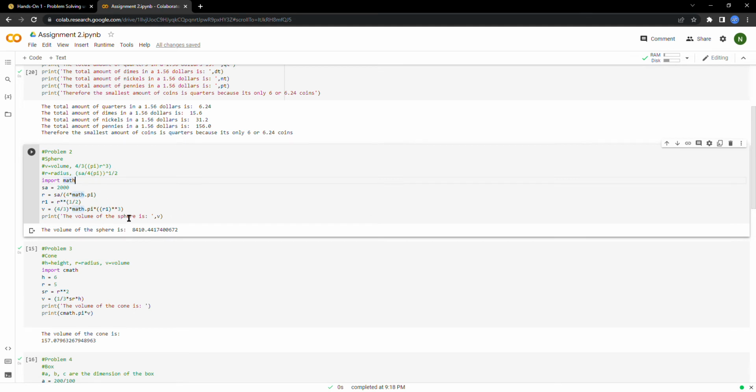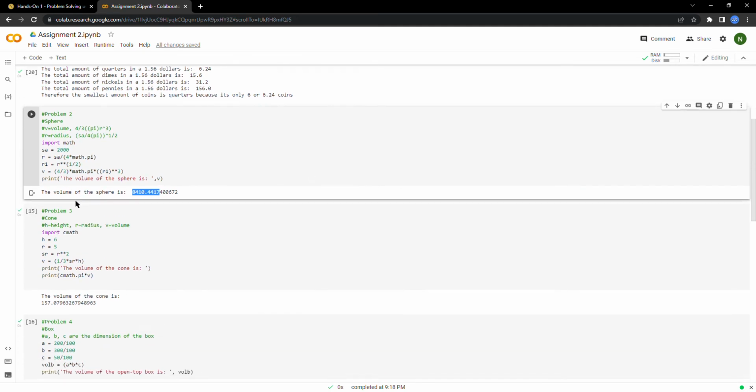Print function again: the volume of the sphere is V. The volume of the sphere is 8,410.4417. Let's round it to 4 decimal places. So this is the answer for number 2.